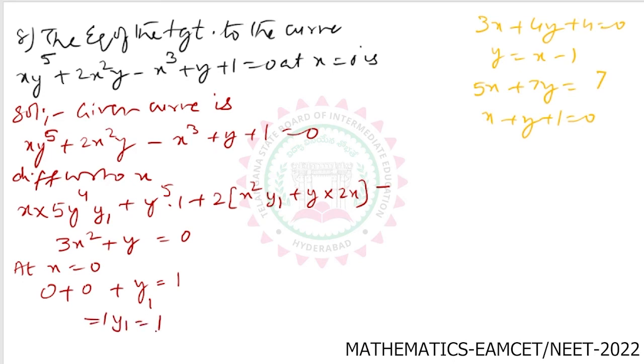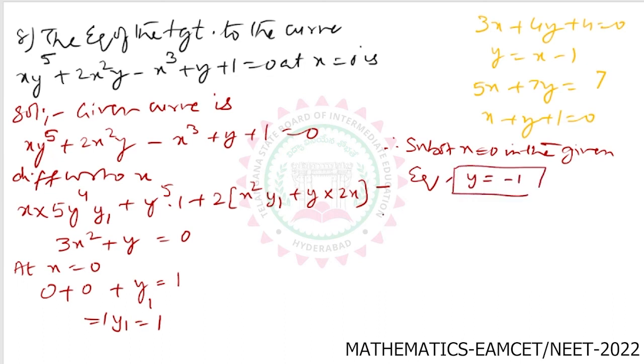So this implies that y1 is equal to 1. Now, y1 is equal to 1 means we are having the point, what he has given, x is equal to 0 is given. If I substitute x is equal to 0 in this equation, I may get the value for y. Therefore, substituting x equal to 0 in the given equation, I am getting y is equal to -1.